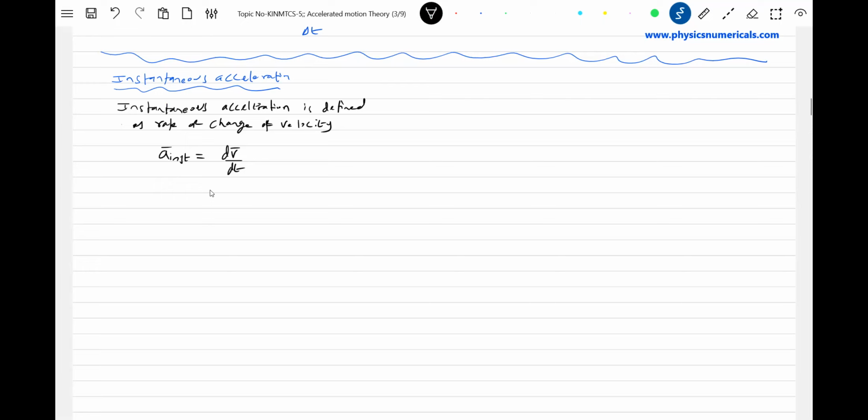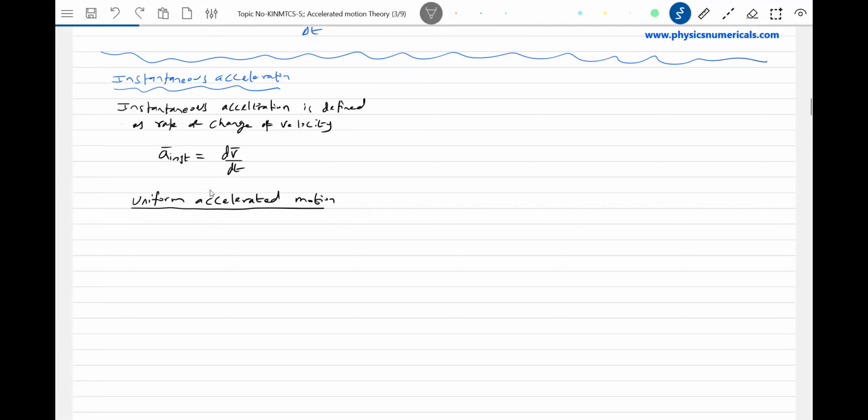Okay, now we'll define the next quantity called uniform accelerated motion. So what do you mean by uniform accelerated motion? Like uniform velocity motion, if the velocity of a body remains constant during motion, it's said to be uniform velocity. Similarly, if the acceleration of a body remains constant during motion, it's said to be uniform accelerated motion. So we'll define it like this.